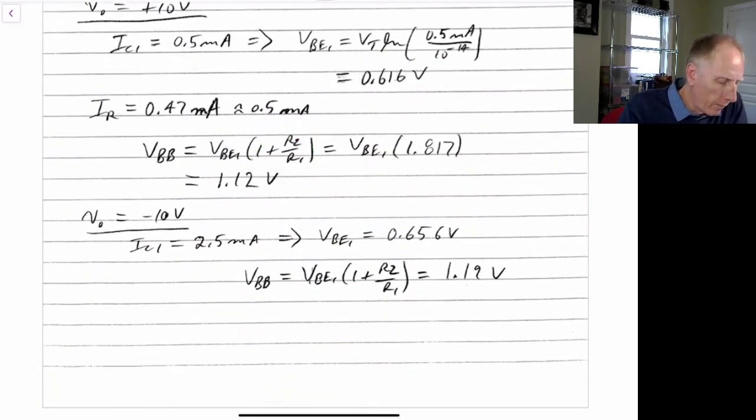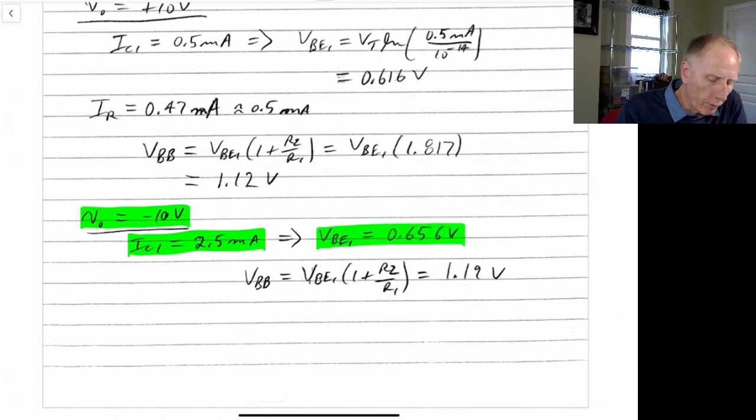Finally, when Vout goes to minus 10 volts, IC1 is still about 2.5 milliamps. So VBE1 is the same as it was before, and we still get 1.19 volts, which is what we had in the previous case when Vout was equal to 0 volts.